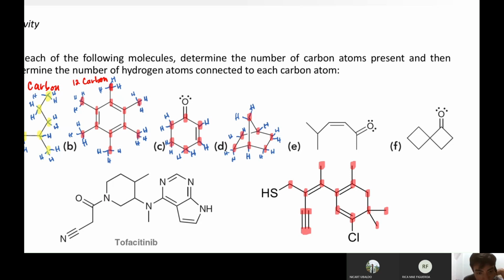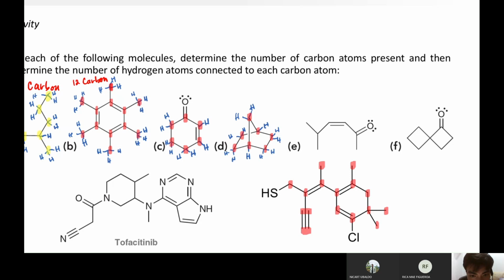Tapos, N triple bond. Yun. So, yung N triple bond, no? Sa dulo ng triple bond, may carbon. So, yan. Isang carbon pa yun. Tapos, wala na. One lang pala yun.